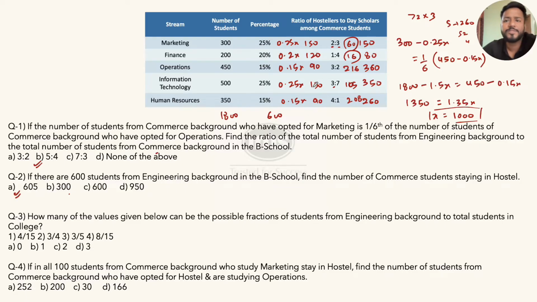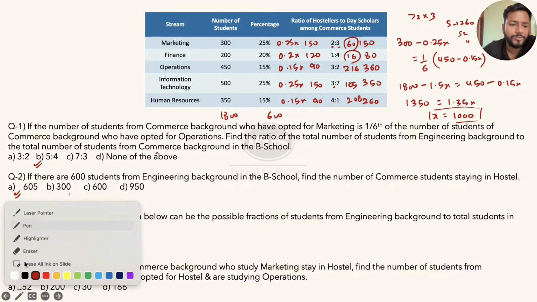Now let's move on to the next problem. Again, remember, this data was only for this particular problem. We cannot take it any further. How many of the values given below can be the possible fractions of students from engineering background to the total number of students from the college?